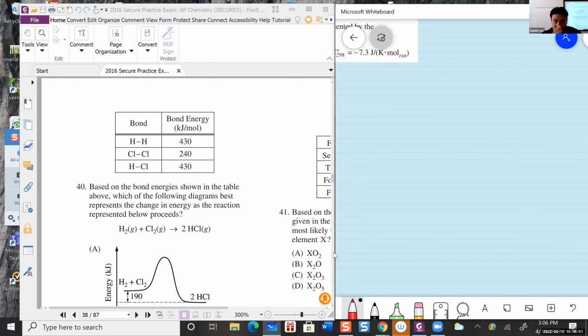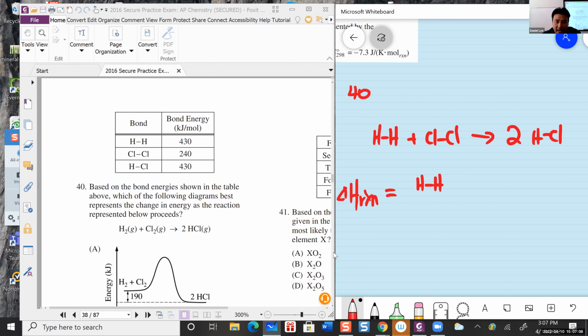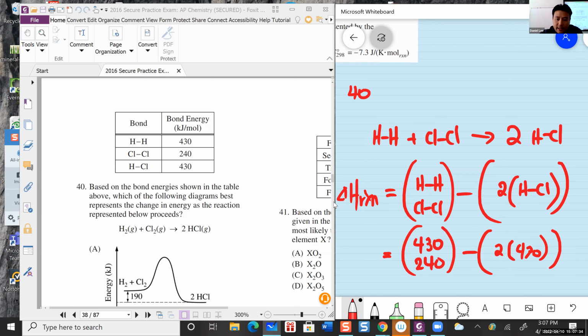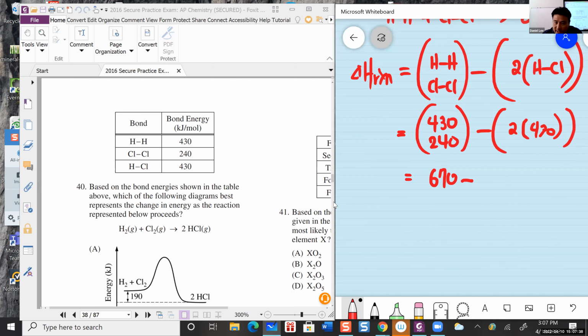So if you look at the reaction, this is number 40. We have H2, Cl2, they're all single bonds, and you get 2 HCl. So the formula is the delta H for the reaction must be the bonds on the left, which is a single bond hydrogen, single bond chlorine, minus the bonds on the right. So 2 times HCl. That's the formula. And do you see that I just plug it in? Hydrogen is 430. Chlorine single bond is 240. Minus 2 times HCl, which is 430. And I can do this without a calculator. I got 670 minus 860. I have an exothermic reaction right here. So that would be negative 190. So it's negative, so it's an exothermic reaction. So that means the graph must step down.